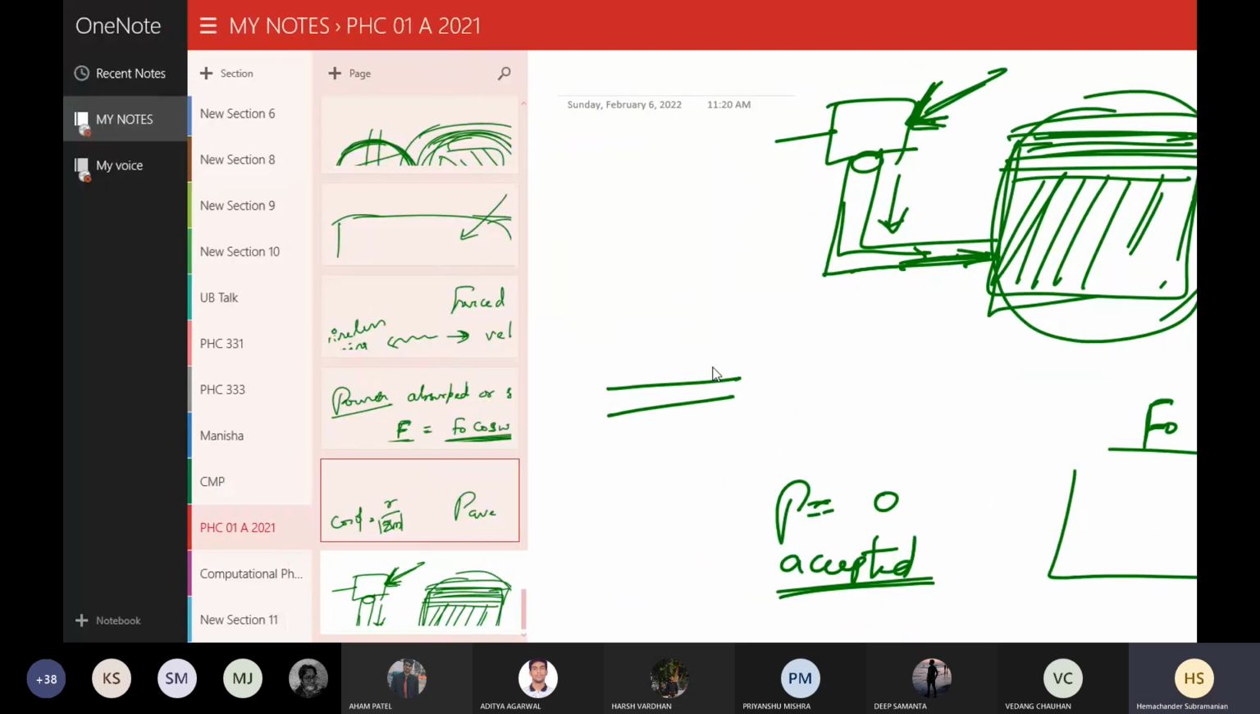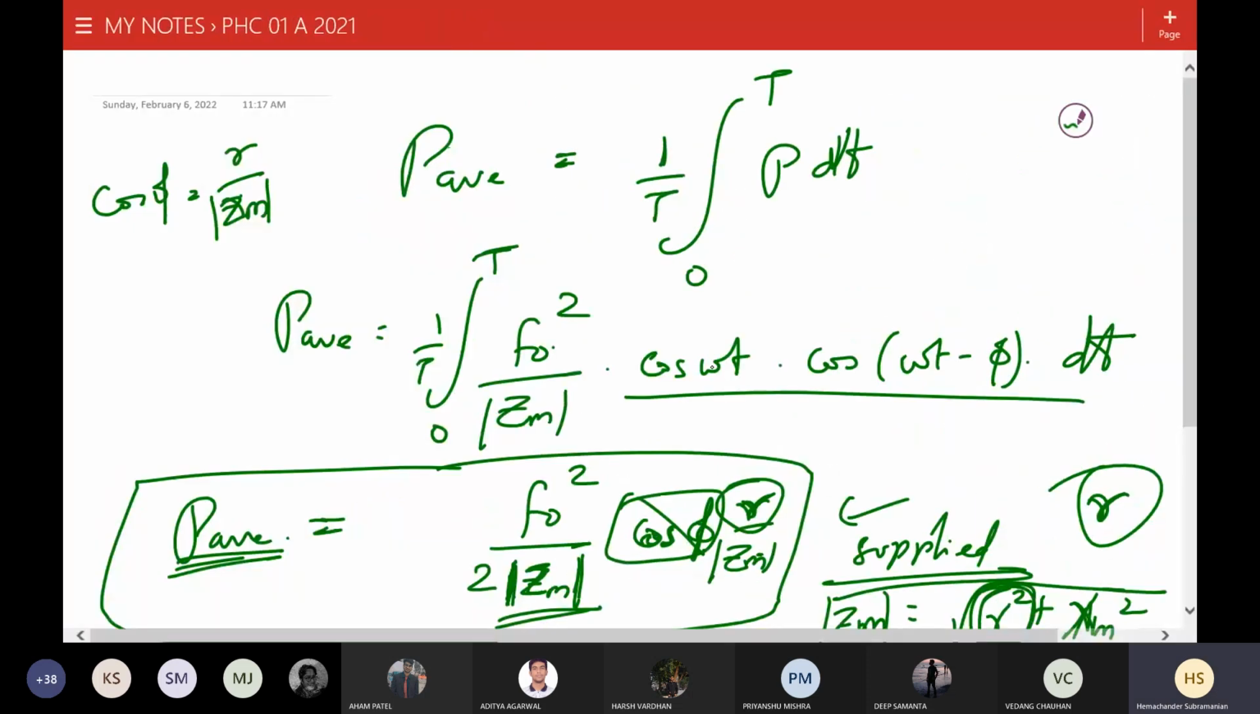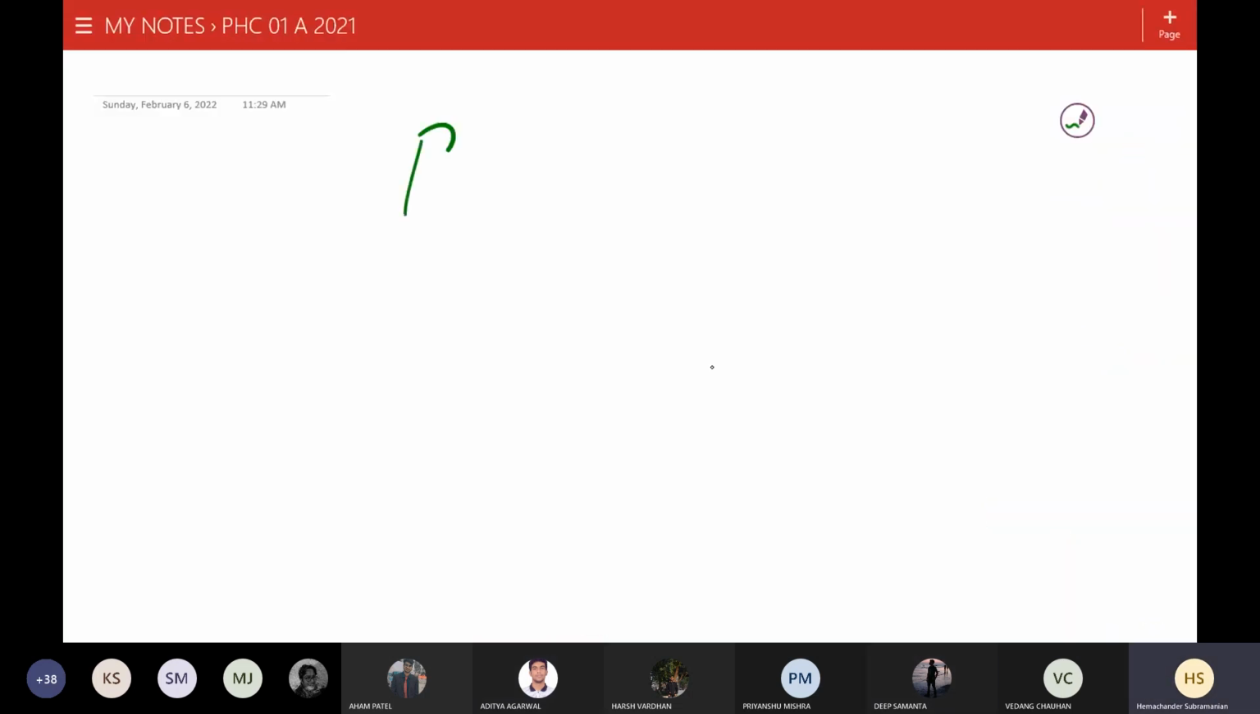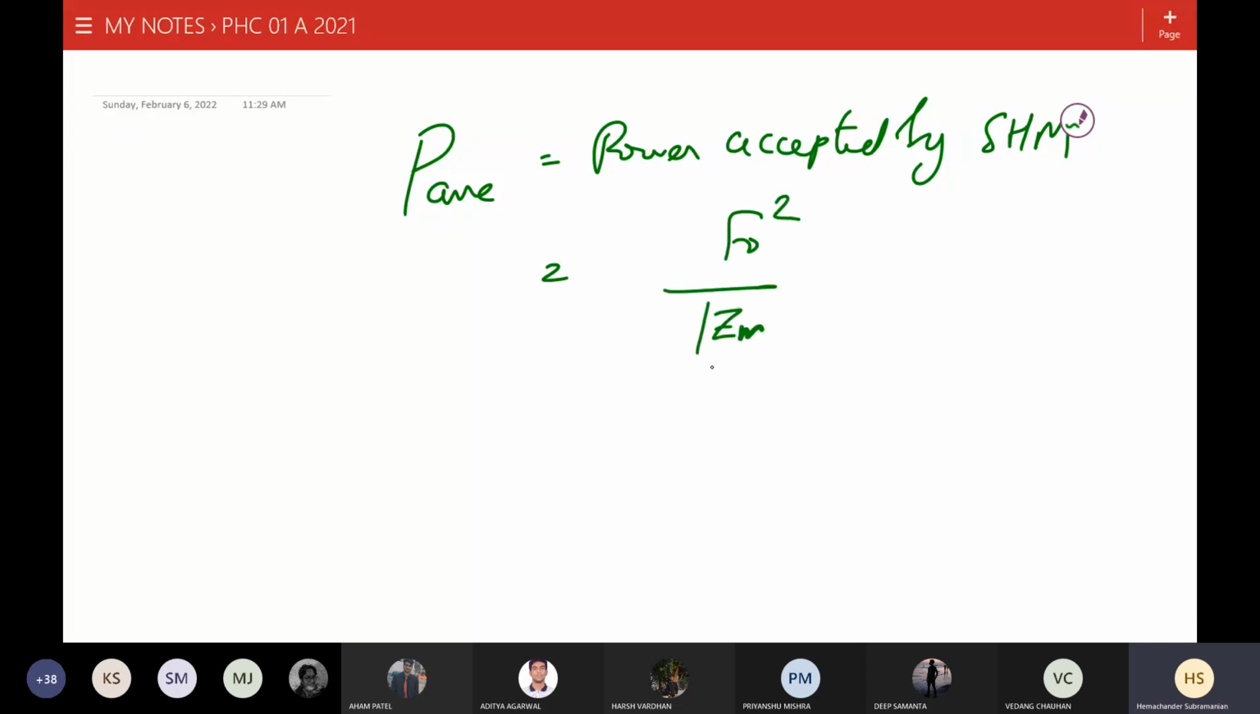So I guess the change of term clarifies a lot of doubts. Is that okay? Yes, sir. So P average, which is the power accepted, let me write it down, accepted by the SHM is F naught square over Zm cos phi, which is also F naught square over Zm square, times R.